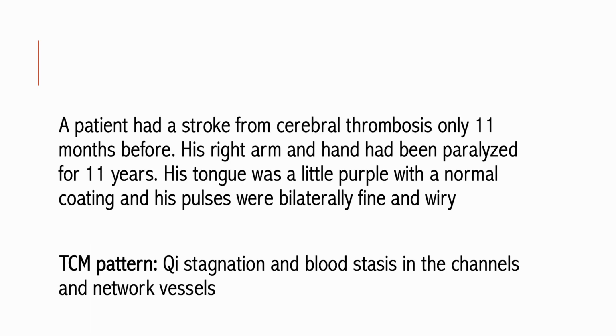A patient had a stroke from cerebral thrombosis only 11 months before. His right arm and hand had been paralyzed for 11 months. His tongue was a little purple with a normal coating, and his pulses were bilaterally fine and wiry. TCM pattern: qi stagnation and blood stasis in the channels and network vessels.